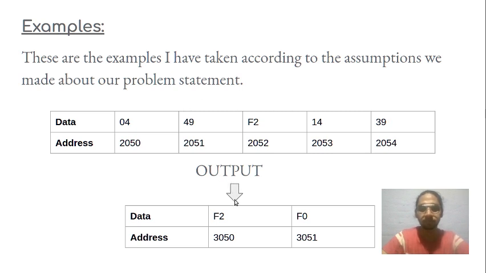In the second table of data and address, at the memory address 3050, we have F2. This means that we have to search F2 in the following array. We can clearly see that F2 is present at the memory address 2052. So we store F0 at the memory address 3051. That means that F2 is present in our following array.